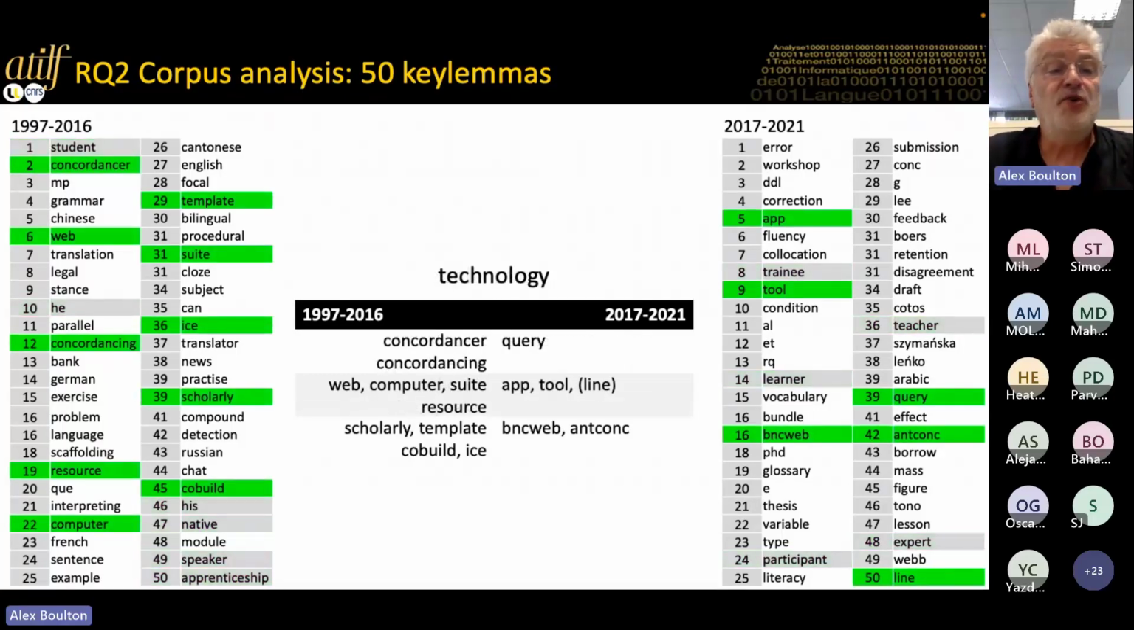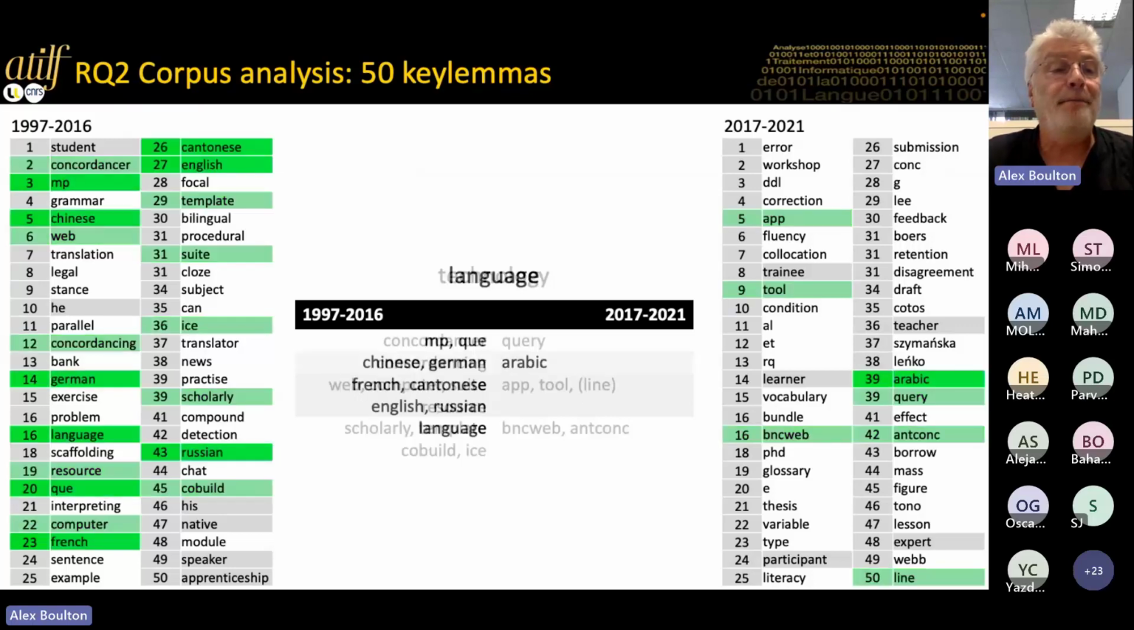Next item on the list, concordancer, reflects technology. So other items in connection with technology. It's interesting that concordancer and concordancing were key in the first period compared to the second period. That means they've not disappeared, but they're much, much, much less frequent items in the last 5 years. Okay, you can see some other words like app, for example, something that didn't exist so much in the old days, does now.